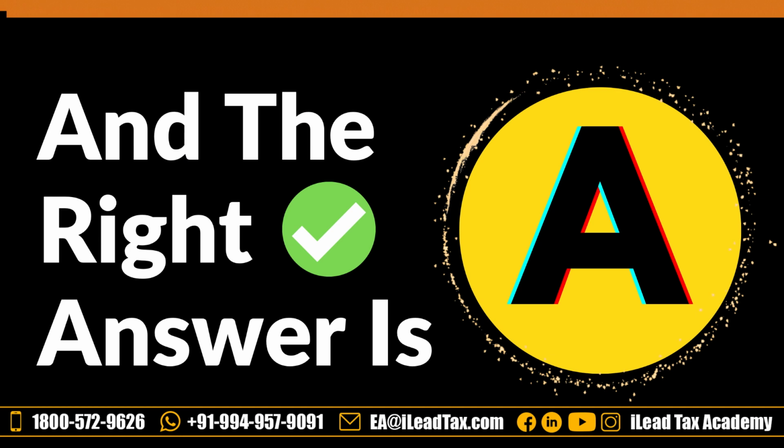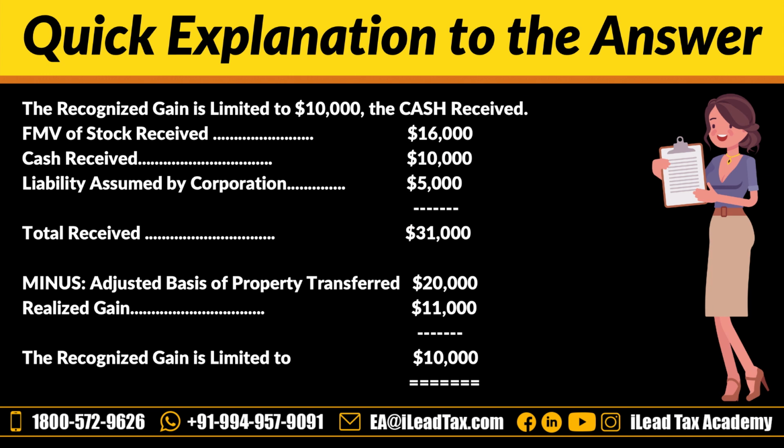Let's see why it is A. So here, FMV of the stock Sarita has received is 16,000, cash received is 10,000, and liability assumed is 5,000. So total received is 31,000, and the adjusted basis is 20,000. So realized gain will be 11,000, but recognized gain will be whatever cash Sarita has received. Sarita has received 10,000, so recognized gain is 10,000. Let's go to the next question.